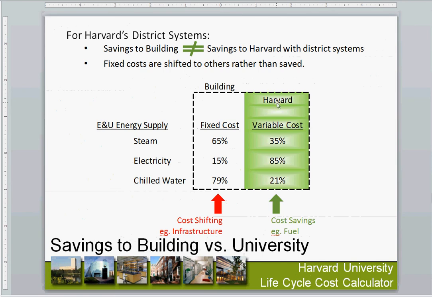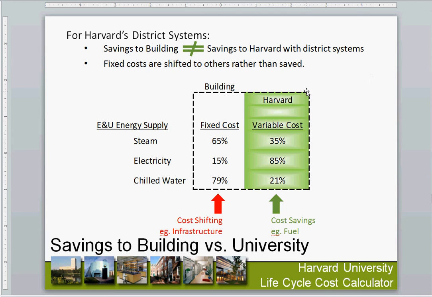The reason we don't see this with non-Harvard rates is because we're just going to get billed by the utilities. If we save a unit of steam at Longwood, Harvard doesn't own that plant. They're just going to charge us for one less unit. So Harvard University gets the full cost of those savings. Same with direct bill accounts for electricity.